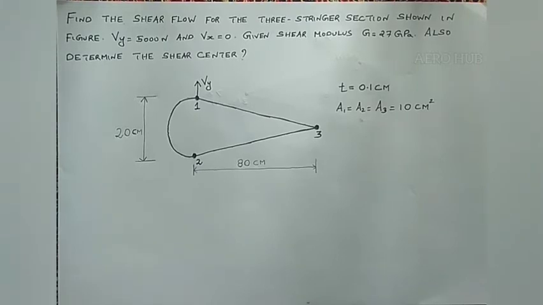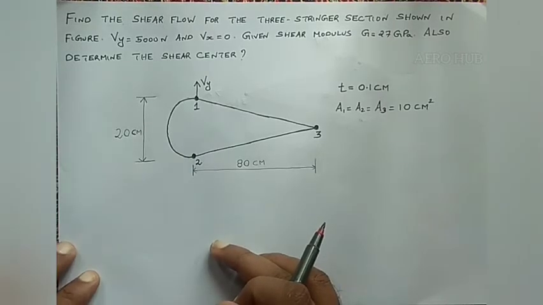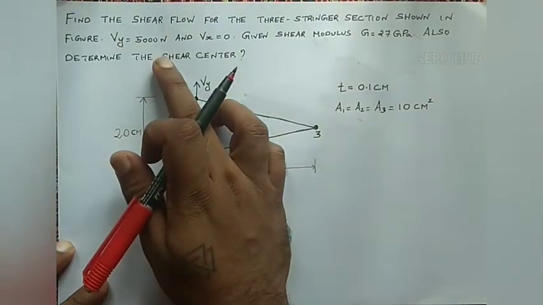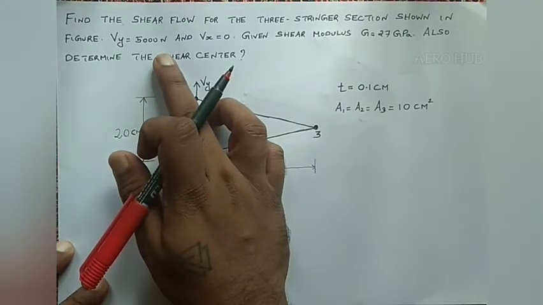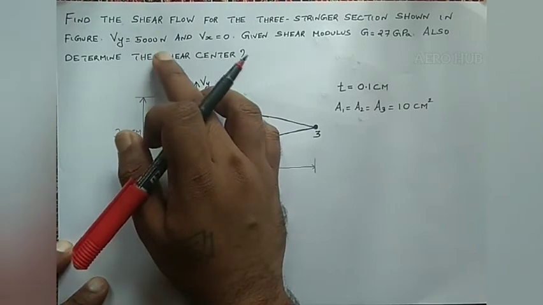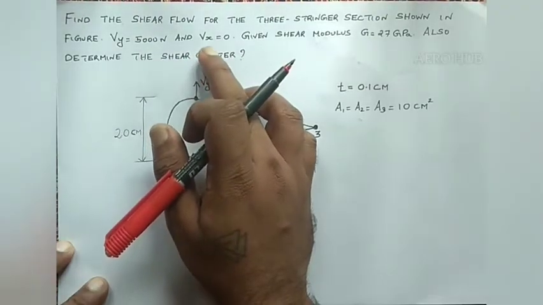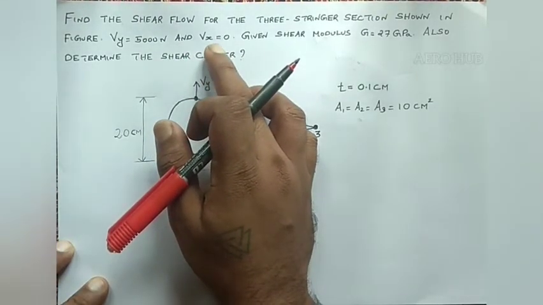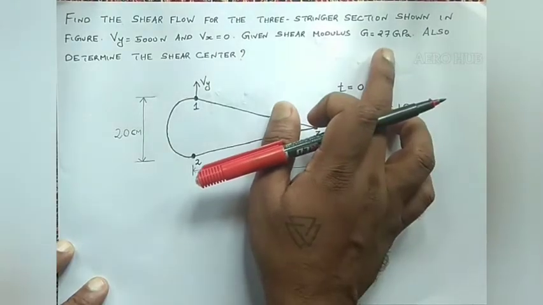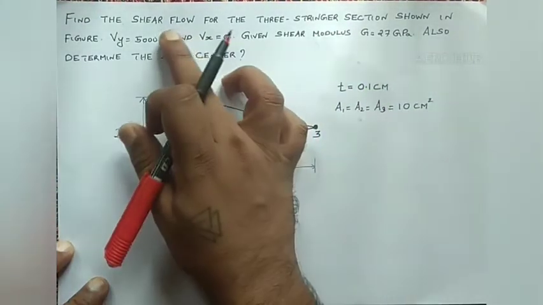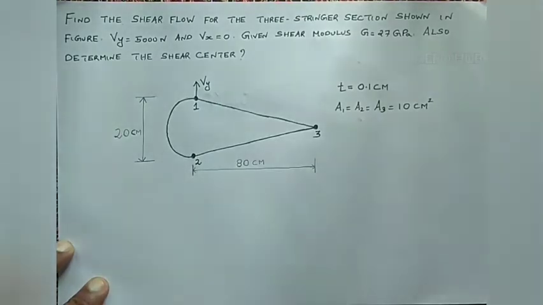And you can see in this figure we have an airfoil section which is symmetric about the horizontal axis, and we are applying a shear force along the vertical direction, that is the y direction, of 5000 Newton, and we don't have any shear force along the x direction, and the shear modulus is 27 gigapascal. We have to find out the shear flow as well as the shear center.